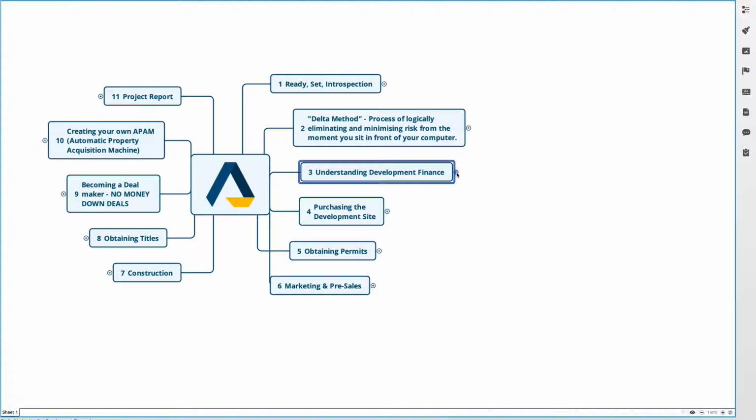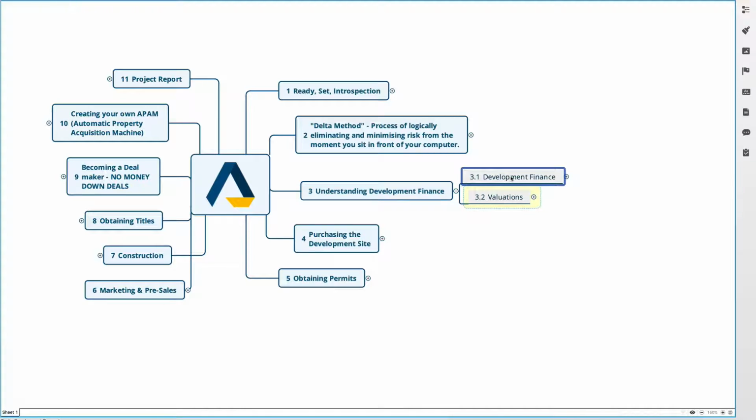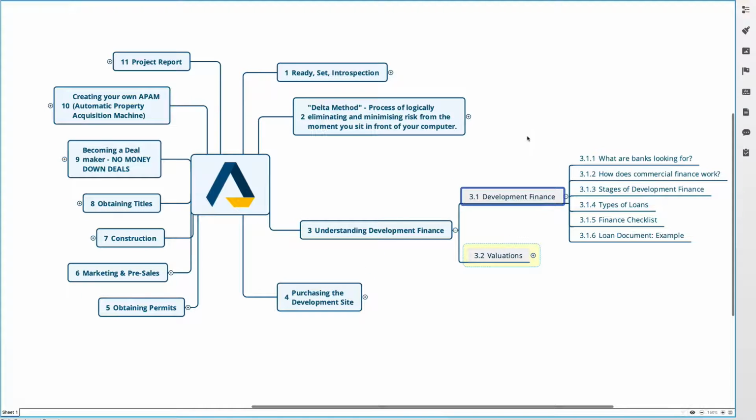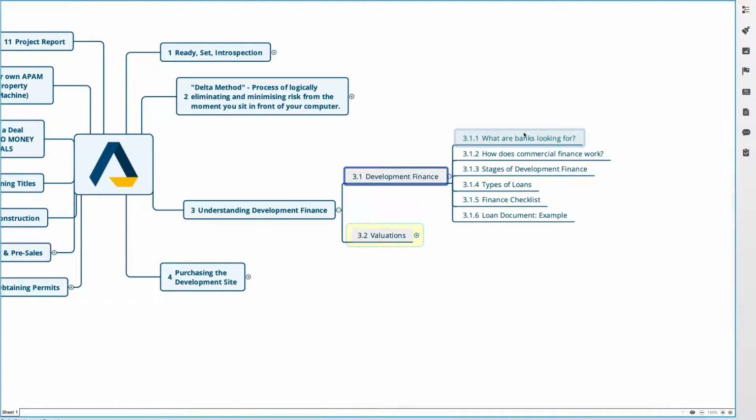Understanding development finance. We've got development finance, how there's retail finance and there's commercial finance. How does finance for development actually work? How does your loan switch over from a normal retail loan to a commercial loan for construction, and then switch back? All those details are covered in there. In here, I discuss in a lot of detail what the banks are looking for and how commercial finance works.